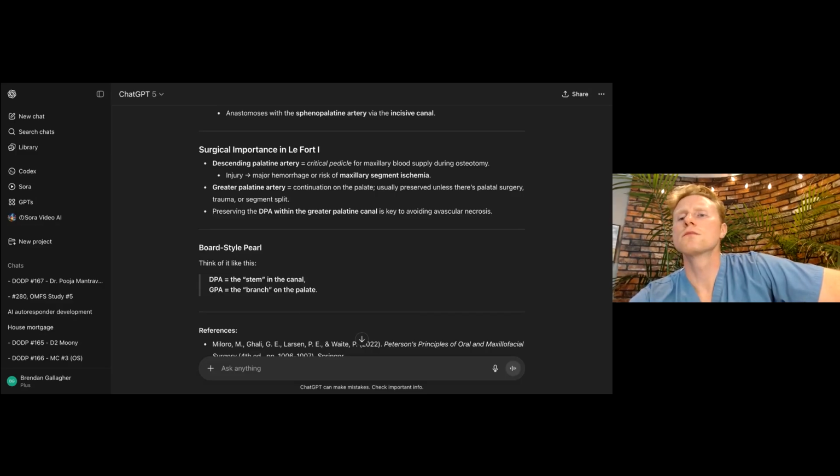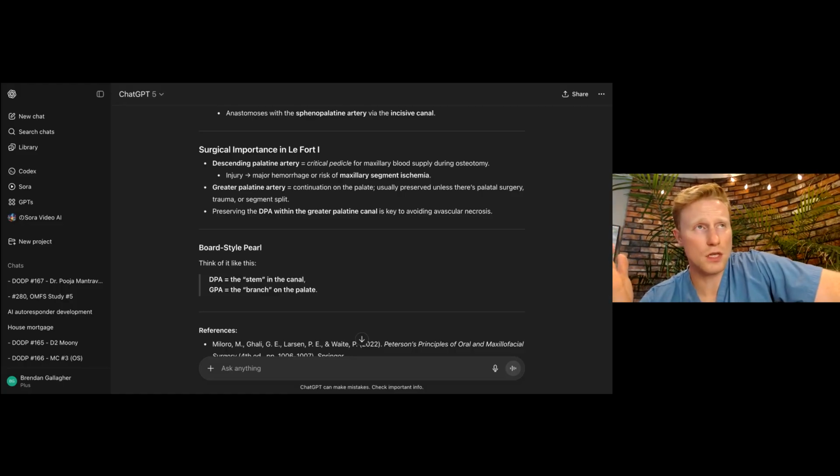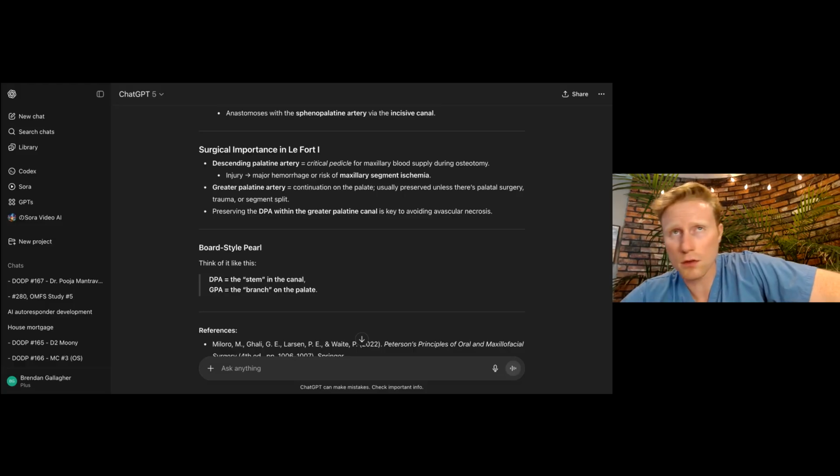Next question for this class 2 patient with retrognathic mandible and vertical maxillary excess. What's a key intraoperative trick to avoid injuring the descending palatine artery during a Lefort 1 osteotomy? Answer quick.